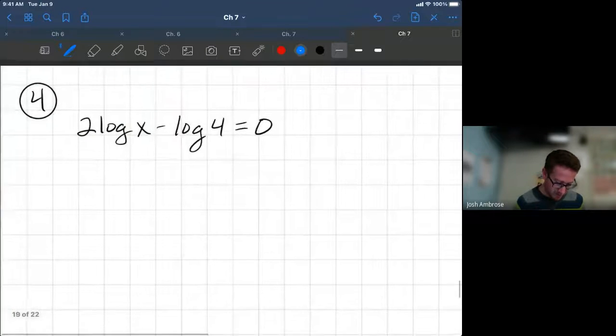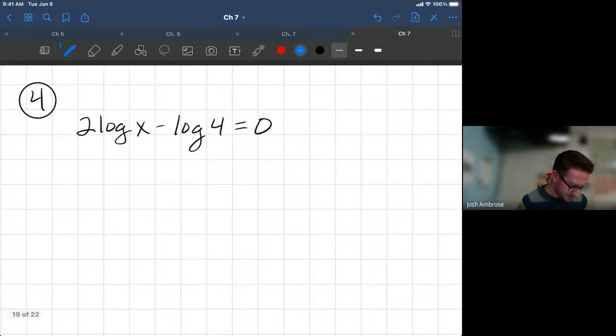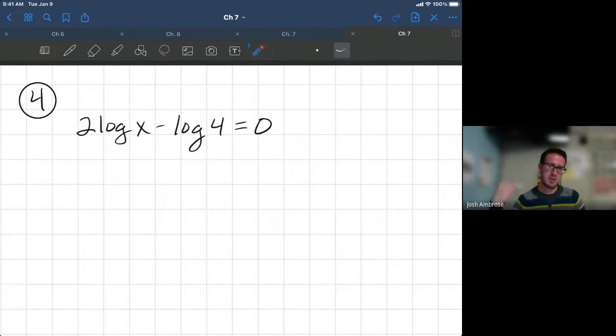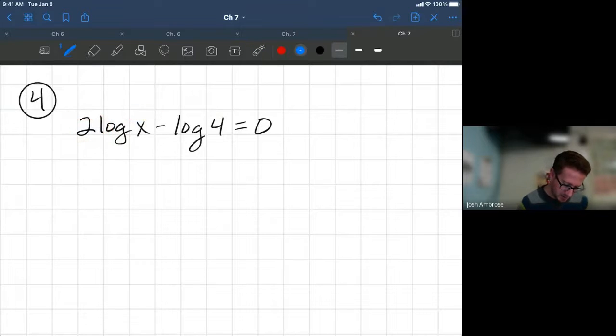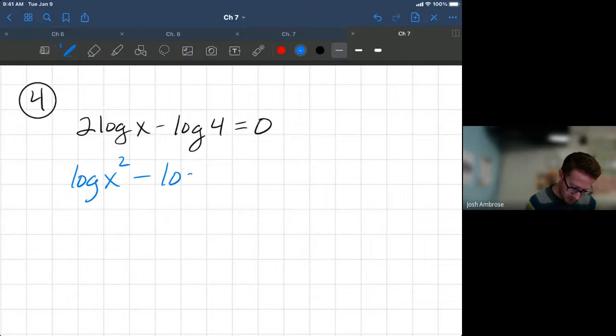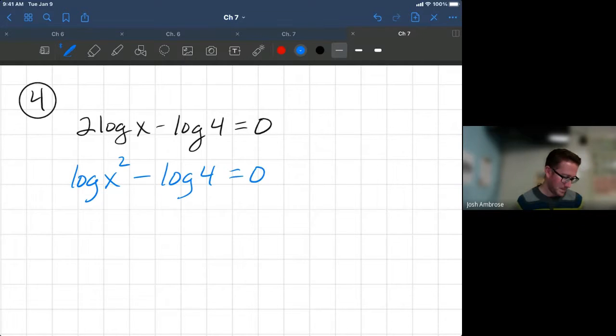All right, 4th example problem here. Let's see. We again are going to go kind of like the opposite of the power property and take that 2 and put it right there. So that's our first step. So we have log x squared minus log 4 equals 0.